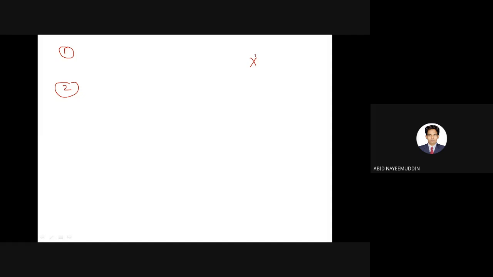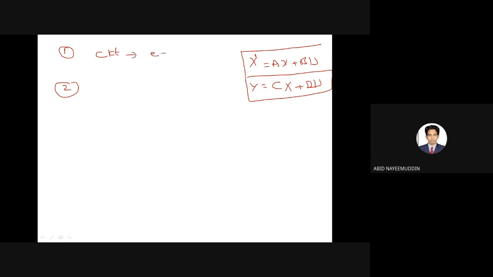One is x dot is equal to ax plus bu, the state model, in terms of state variables, and if output is also required, the expression is y is equal to cx plus du. So this is the complete state model. If he has given a circuit, then write the equations and convert into matrix. If he has given a transfer function, then rearrange the terms of y by u, cross multiply, convert into equations, and then once again write in the form of matrix.